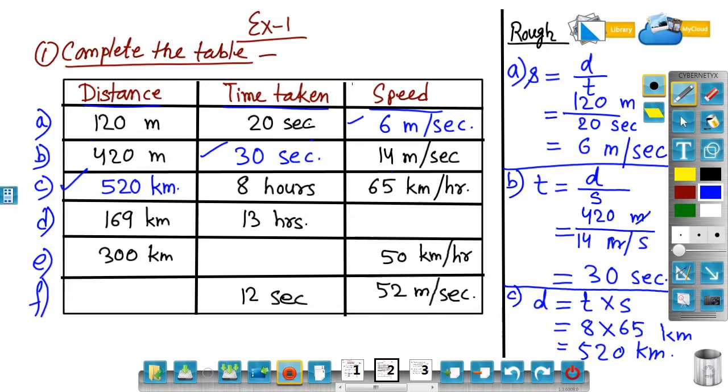These three sums are given, and I hope you understand these formulas and you can easily solve the sums. Clear? If you have any problem, then you can text me or ask me, for any queries or any numericals.